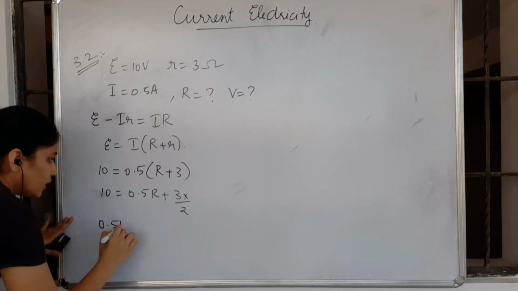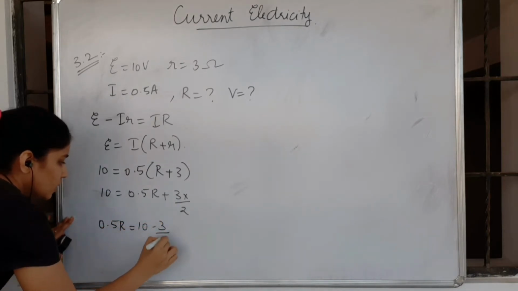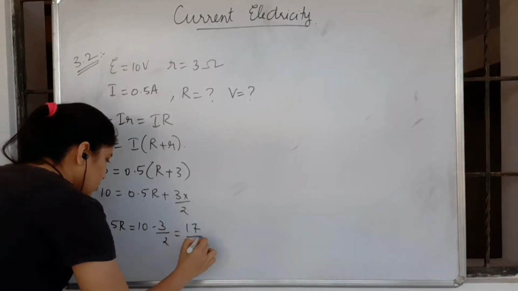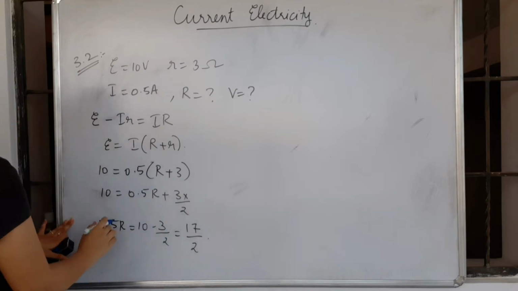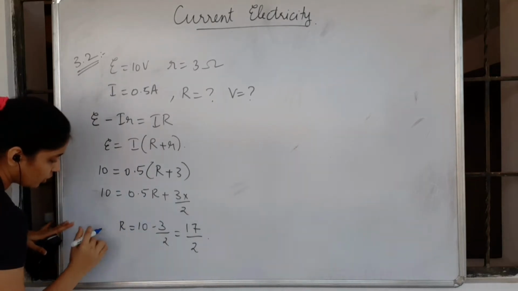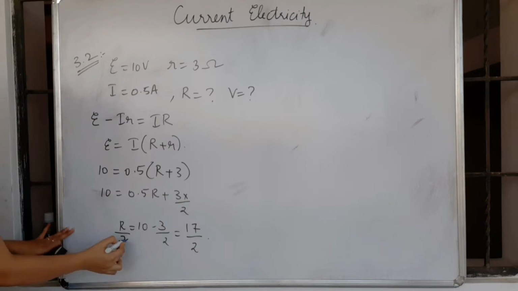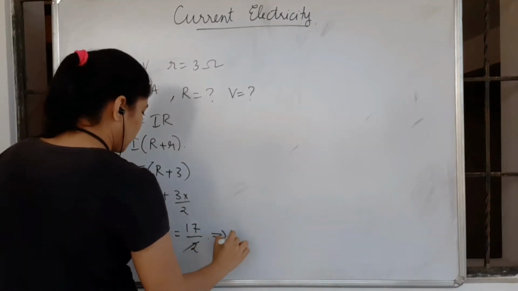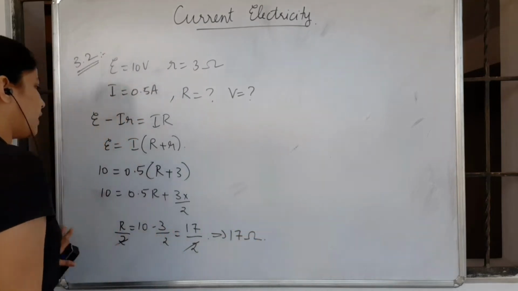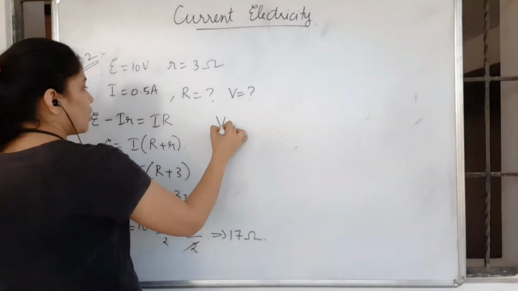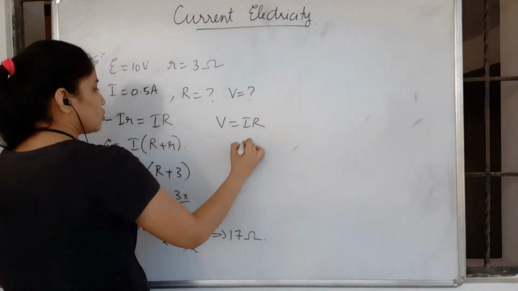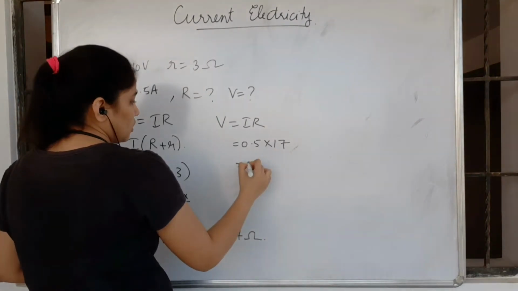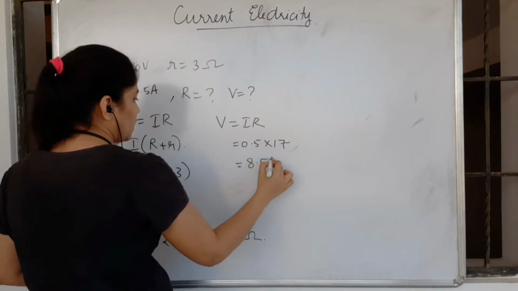So I will get 0.5 R is equal to 10 minus 3 by 2. So 20 minus 3 by 2, that is equal to 17 by 2. And 0.5 I can write as 1 by 2. So this 2 gets cancelled. So the required resistance R is 17 ohm. And if R is 17 ohm, what is V? V is equal to current into resistance. So that is 0.5 into 17, which is half of 17, 8.5 volt.